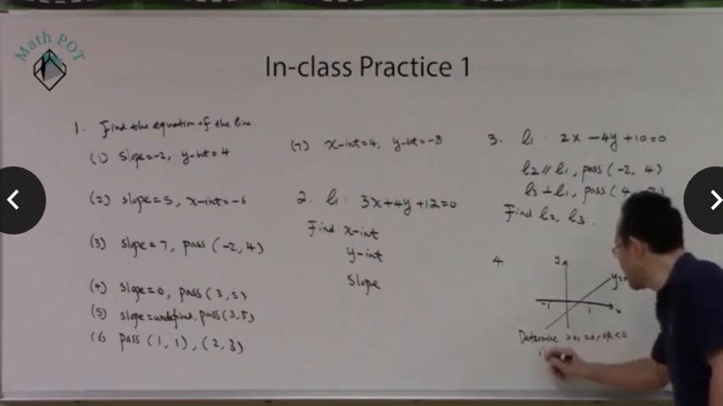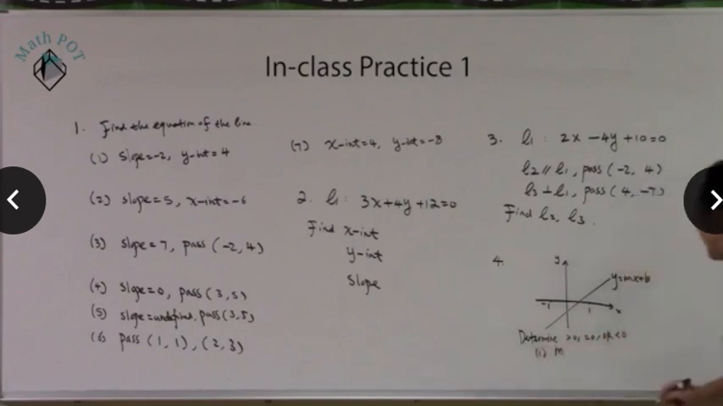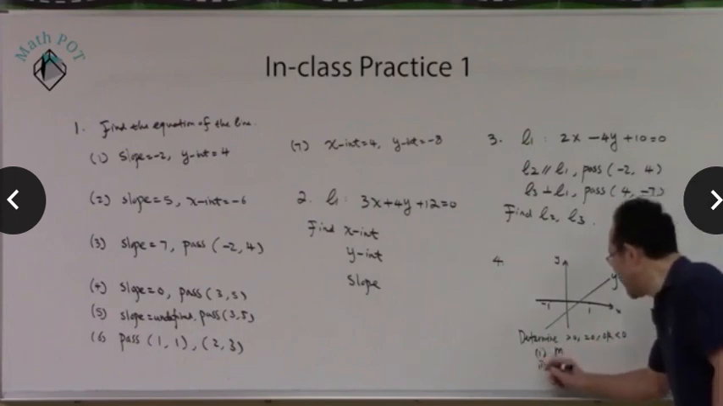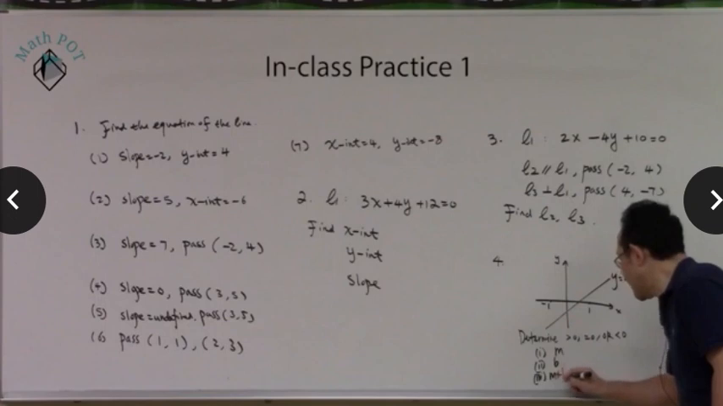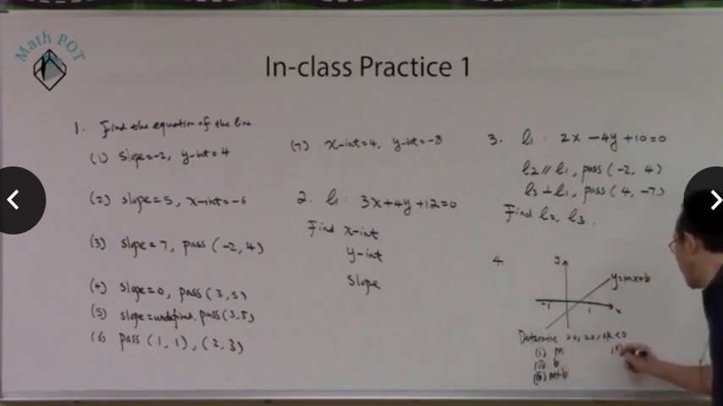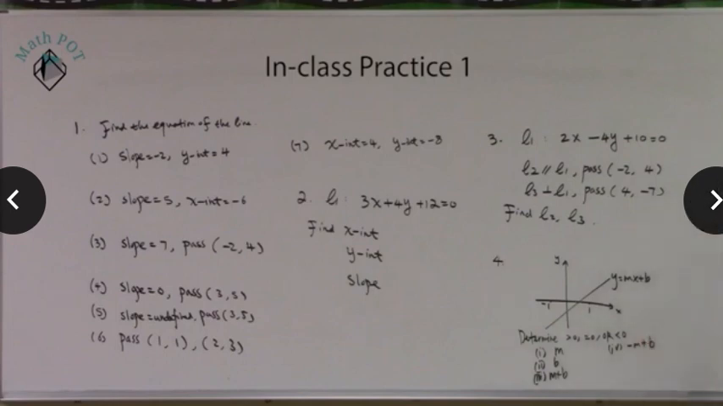First one is to determine whether m is positive, negative, or 0. Next one, how about b? Next one, how about m plus b? Another one, how about negative m plus b? Let's try to solve those 4 problems.